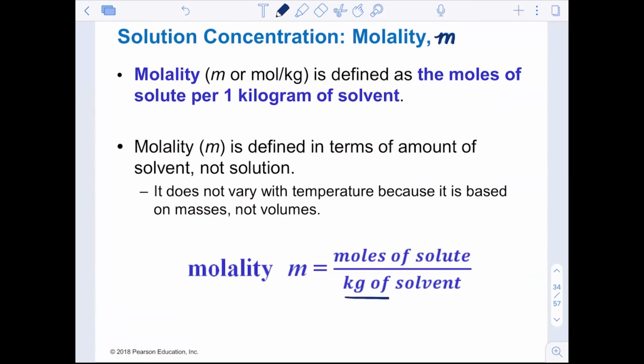Notice the denominator now is kilograms of solvent. It's specifically relating the solute to the solvent, not the solution, and it's not using volumes. So it's not temperature dependent anymore. That's why molality is super special.